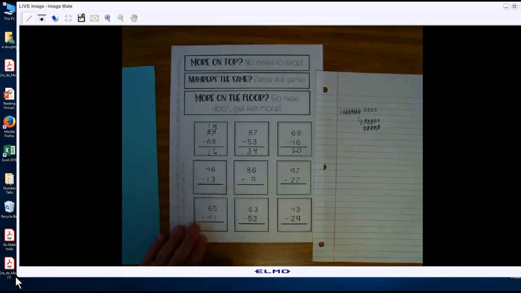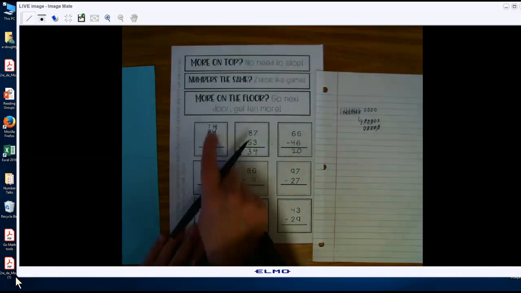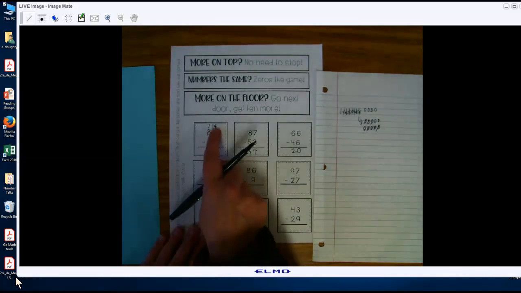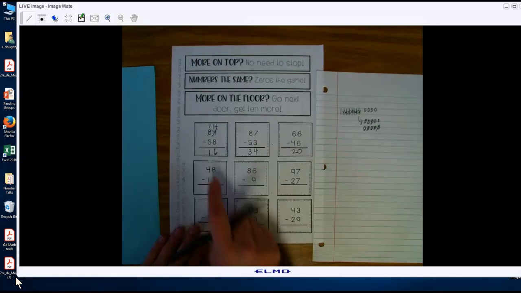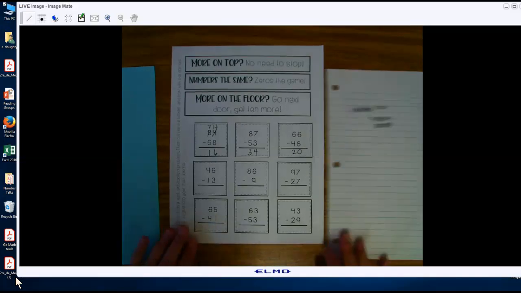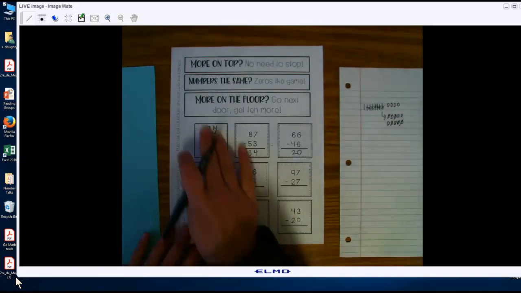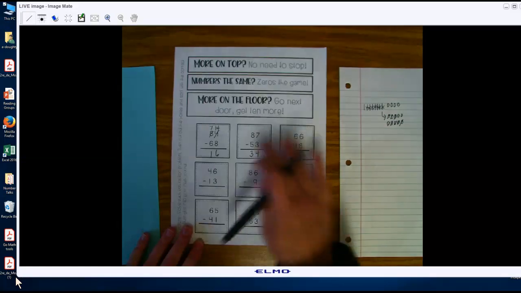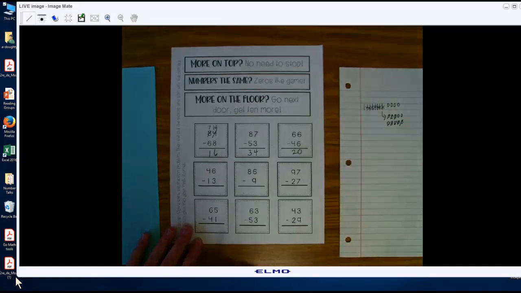You cannot just put the answer. You do have to show me that you took 10 away and made this a 14 instead of a 4 and made this a 7 instead of an 8. So you do have to show that. Then once you get them all solved, you're going to cut all these out. 1, 2, 3, 4, 5, 6, 7, 8, 9, 10, 11, 12 things to cut out.